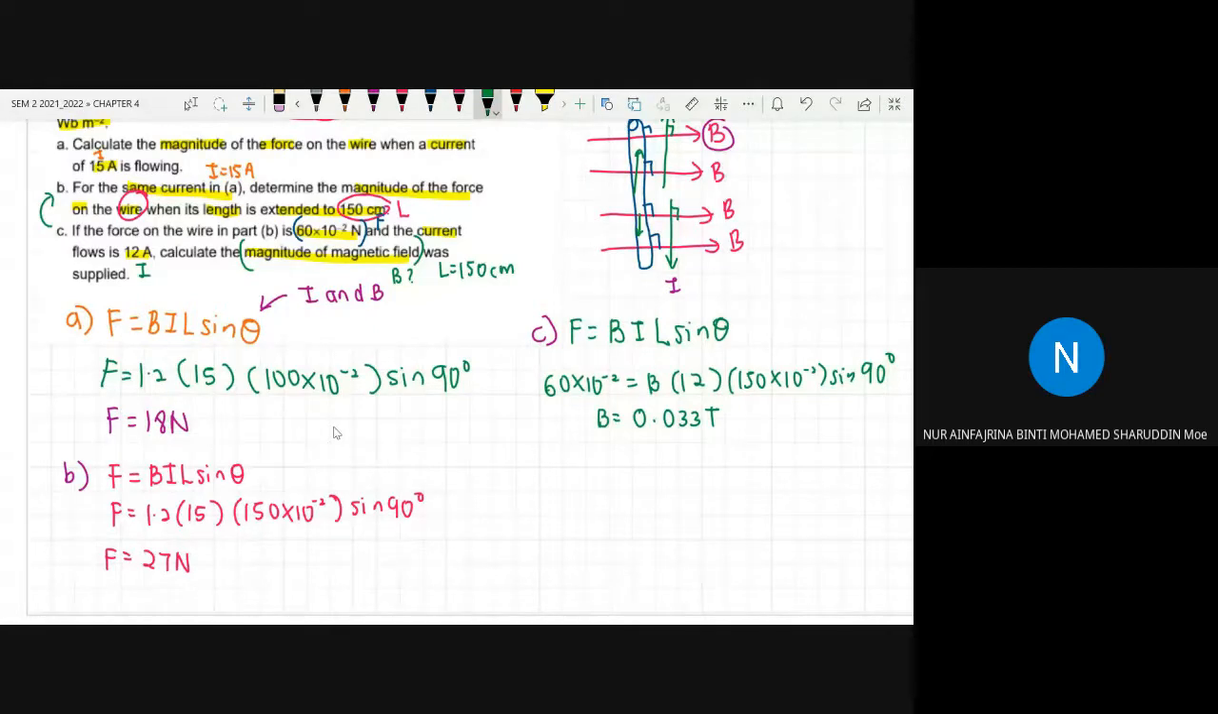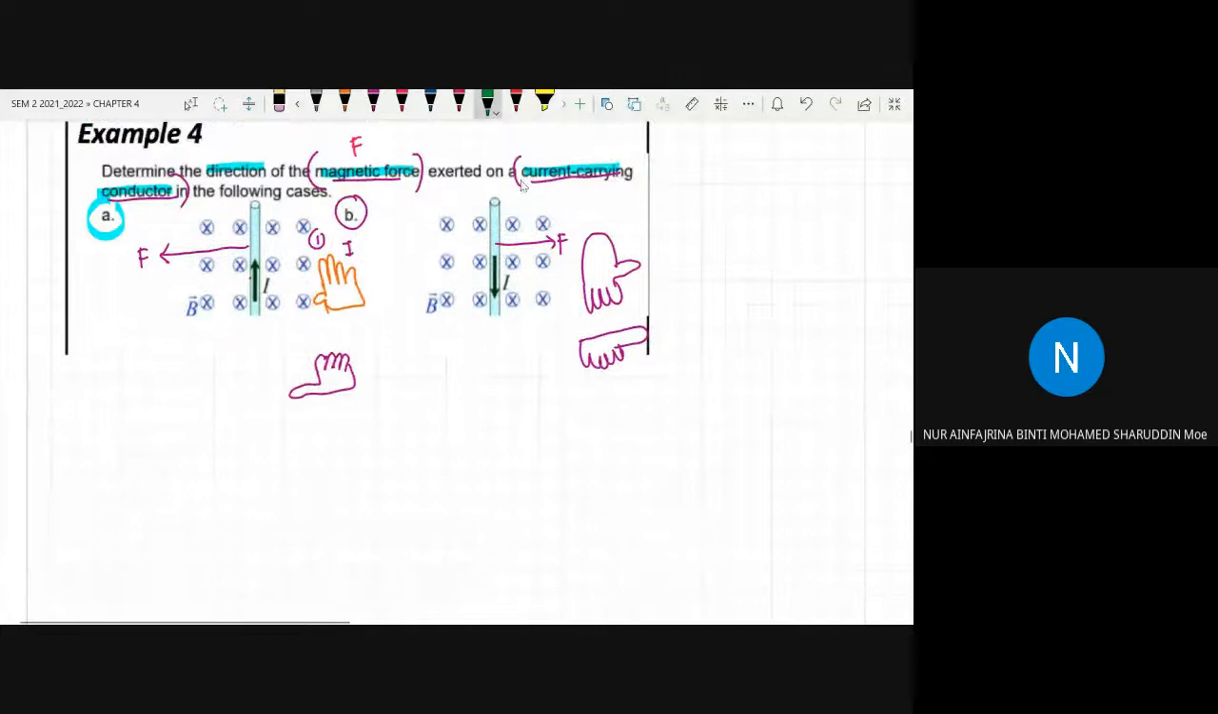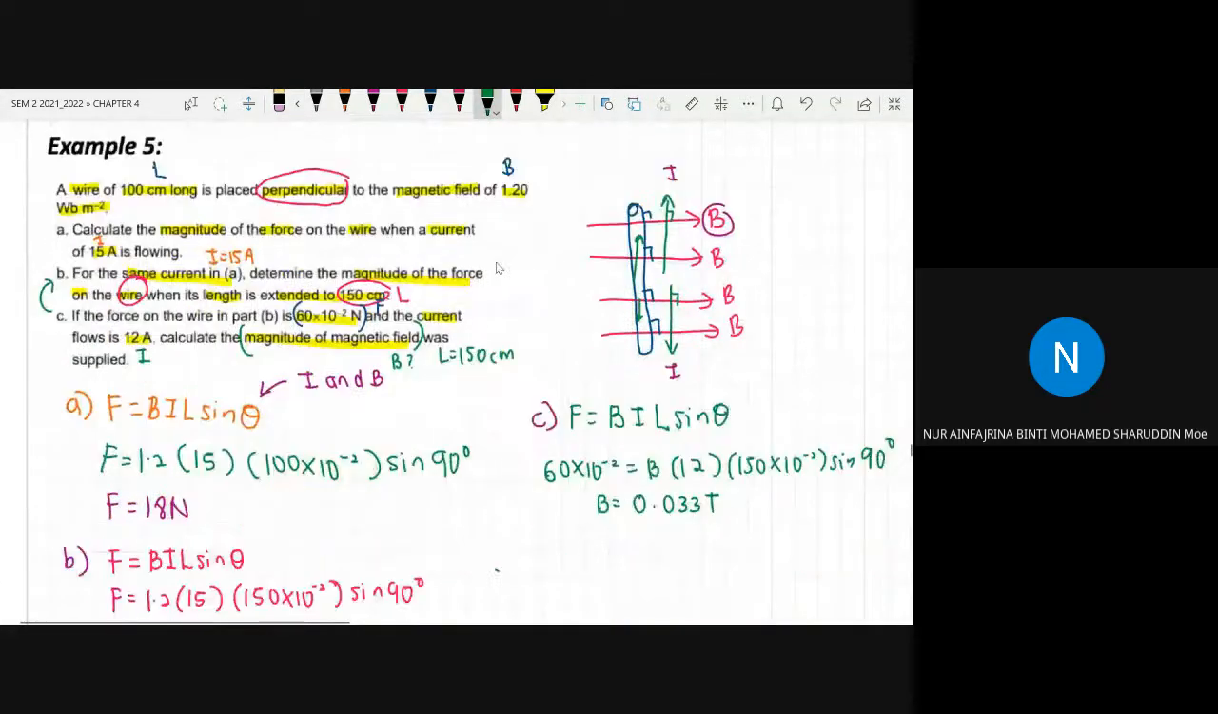Okay, sekarang apa yang kita dok belajar adalah macam mana nak cari magnetic force untuk satu wire sahaja. Okay, only for one wire.